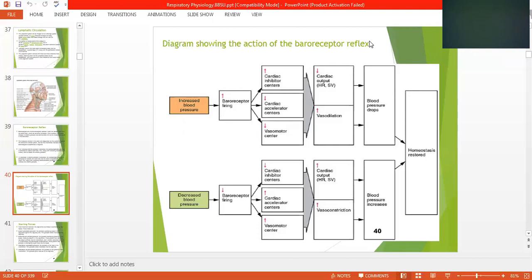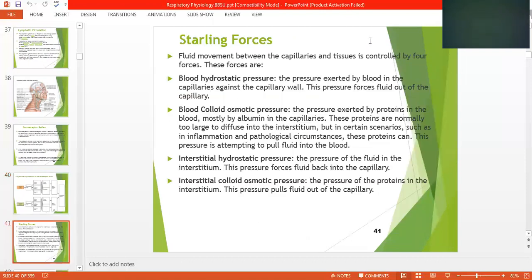In the same way, if there is an increase of the blood pressure, this phenomenon will take place, which is shown over here. And if there is a decreased blood pressure, then baroreceptors firing will stimulate cardiac inhibitory centers, cardiac acceleratory centers come into action, vasomotor centers, cardiac output, and vasoconstriction, blood pressure increases, homeostasis. So decrease and increase will balance towards the normal side.